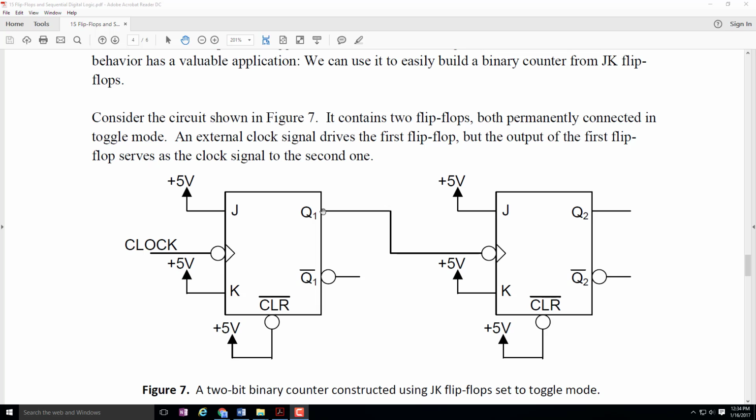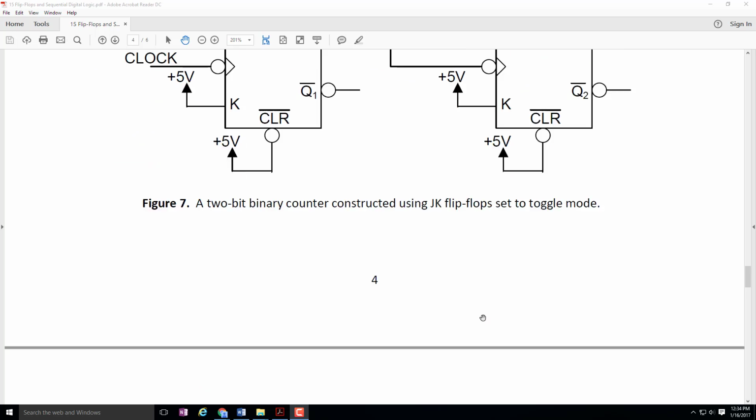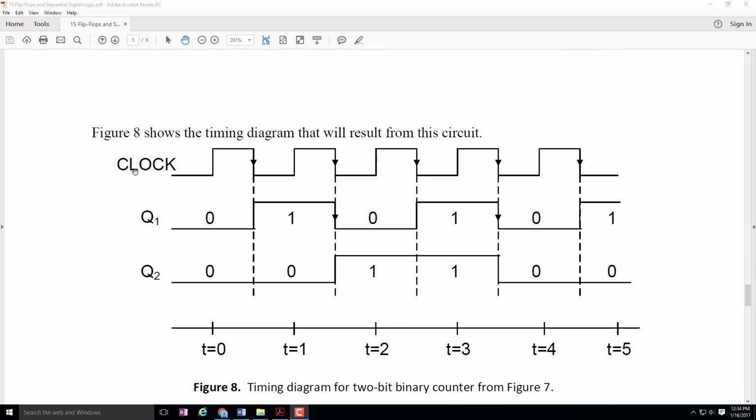We connect the output of the first flip-flop to the clock signal of the second flip-flop. And when we do that, this is the timing diagram that's going to result. So what we're going to find is that when we have an active edge on the clock signal, that's only going to trigger the first flip-flop. And it's always going to be in toggle configuration. So every time that an active edge occurs on the clock, we're going to get a toggle on Q1. So Q1 is going to go from 0 to 1, 0 to 1, 0 to 1, and so forth. But then Q1 is going to act as the clock signal for Q2. And it's only on the falling edges of Q1 that Q2 is going to toggle.